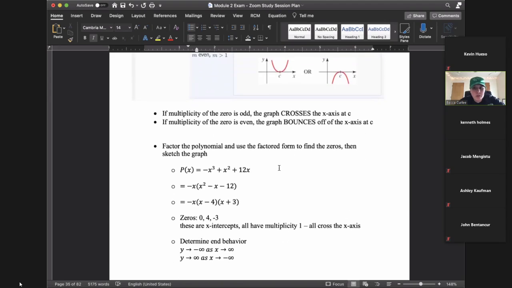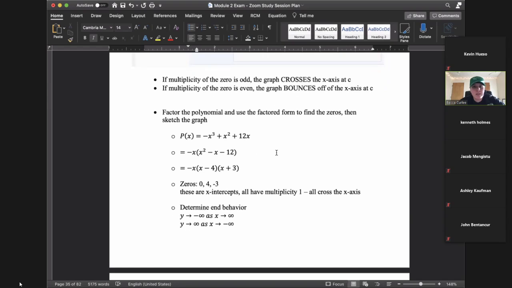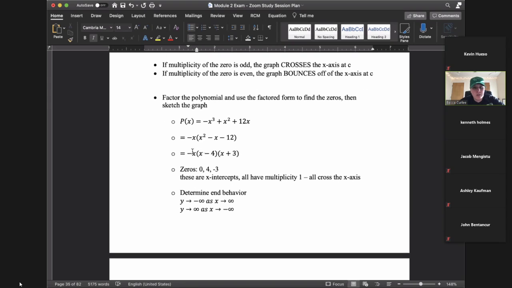Factor the polynomial and use the factored form to find the zeros, then sketch the graph. So we're given that p of x equals negative x to the third plus x squared plus 12x. So we're going to factor out a negative x. That gives us x squared minus x minus 12, which can be factored to x minus 4 times x plus 3, so that we know now our zeros are 0, 4, and negative 3, because those all make it equal 0. So these are going to be your x-intercepts, and they all have multiplicity 1 because they've only occurred one time. So they're all going to cross the x-axis at those x-intercepts.